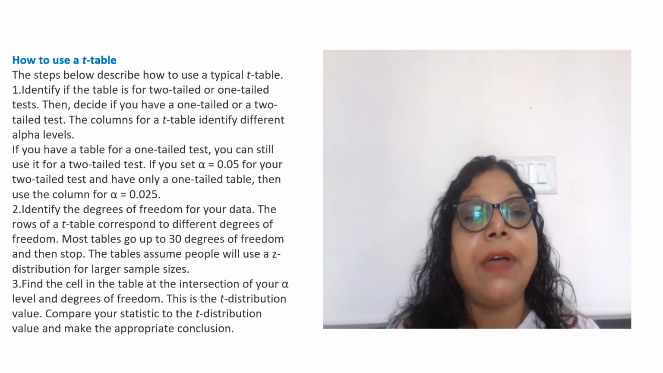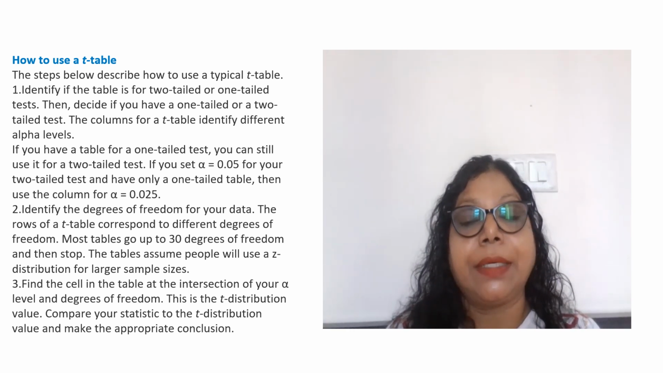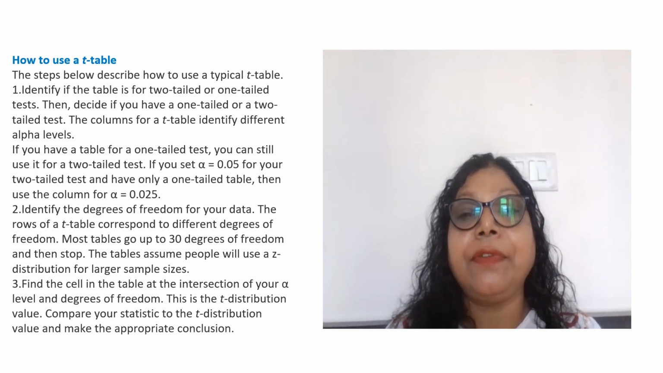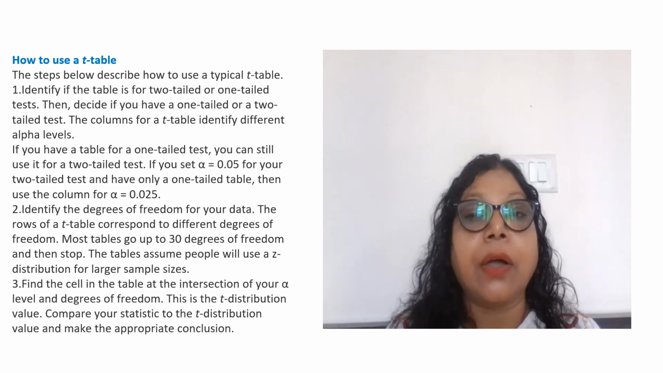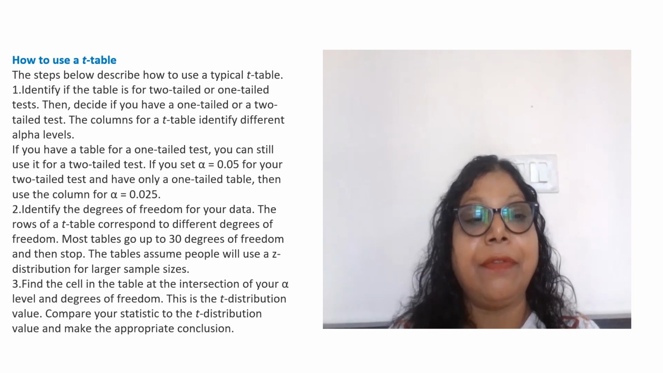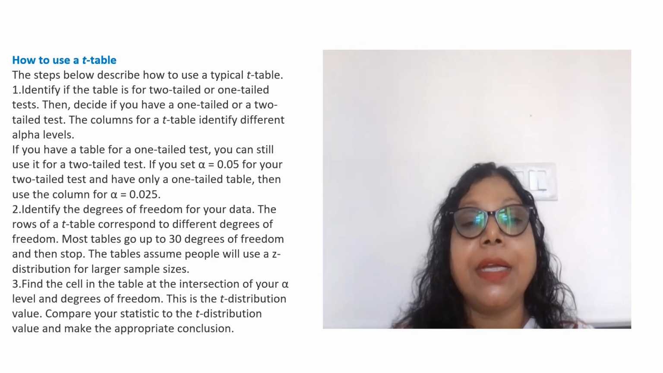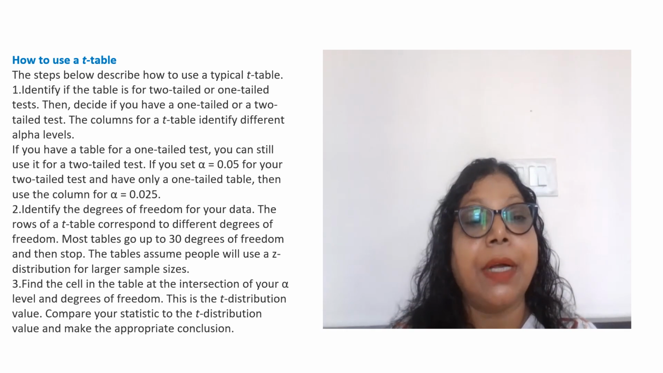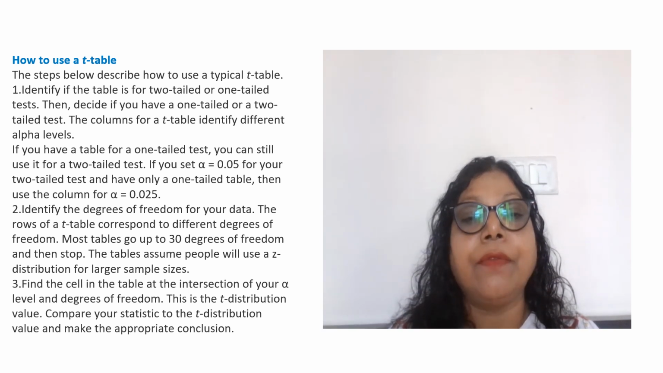Step 1: identify if the table is for a two-tailed or one-tailed test. That we have to see first. Then we decide if we have one tail or two tails. Then accordingly, we identify the column of the t-table for the different alpha levels. If we have a table for a one-tailed test, we can still use it for a two-tailed test. If we set our alpha to be 0.05 for a two-tailed test and have only a one-tailed table, then we can use the column for alpha equal to 0.025.